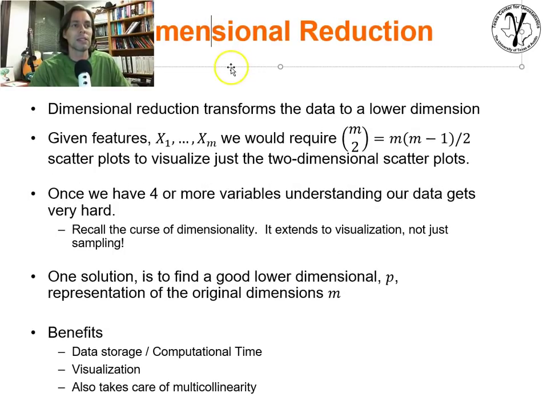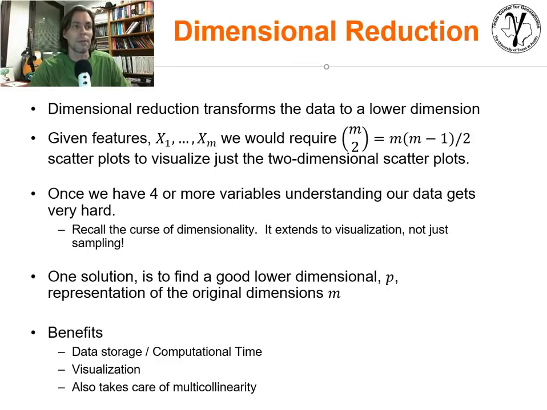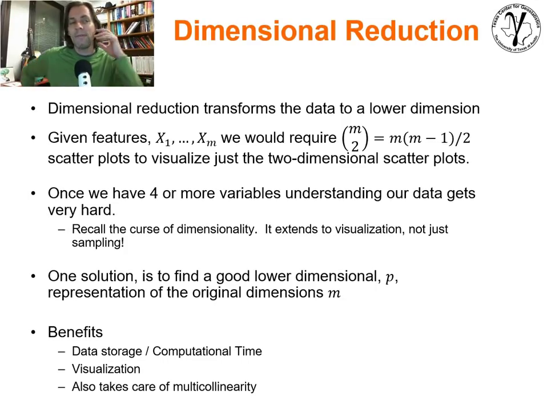And so we're motivated to consider the option of dimensional reduction. Dimensional reduction is all about taking your problem that has m variables, and transforming it to a representation that needs fewer variables. Now let's think about why we'd want to do that. If you have features 1 through m, that would require m choose 2, or m times (m minus 1) divided by 2, individual scatter plots to describe the relationships between all the possible combinations of those variables.